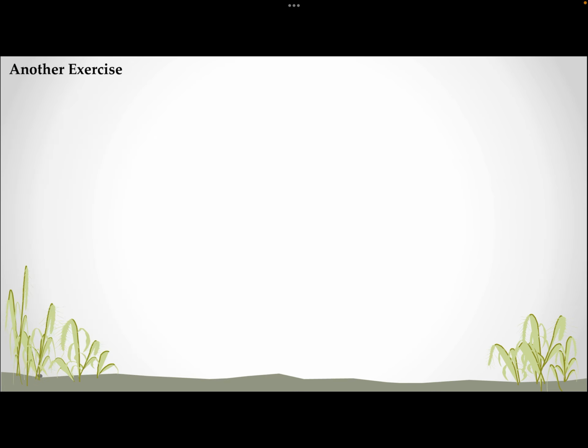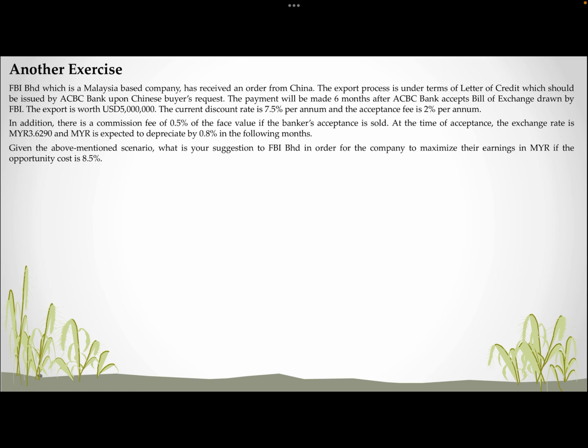Okay, and for another exercise, this exercise is a little bit different because we have the exchange rate. You have to exchange the rate. Okay, FBI Berhad, which is a Malaysia-based company, has received an order from China. The export process is under the terms of a letter of credit issued by ACBC Bank upon the Chinese buyer's request.